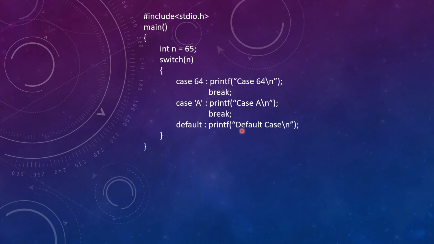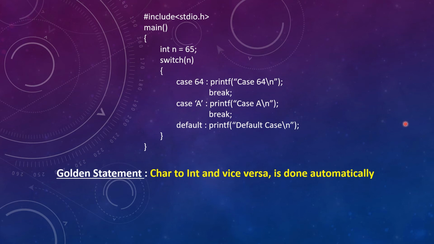So if anybody of you got the answer as default case, then you are absolutely wrong. Why is it so? Let us see a golden statement again. The golden statement here is that character to integer and vice versa, meaning integer to character, is done automatically by the compiler itself. When you are writing 65, and if this 65 is an ASCII code of any character, which it is, meaning 65 is the ASCII code of capital A basically.